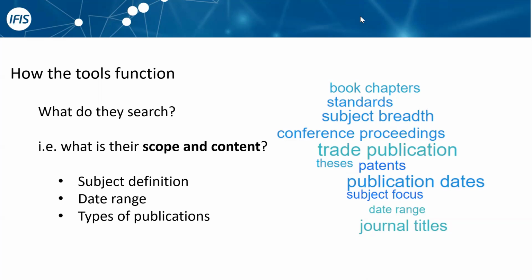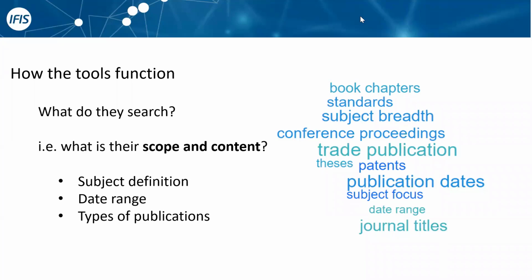So if we think about the citation indexes, the subject definition is really broad. So it covers all sorts of, especially scientific disciplines. And the date range tends to be very broad as well, but the types of publications that are included are more focused around scholarly journal articles, and conference proceedings and sometimes meetings as well, but they tend not to include things like patents or standards or reports.